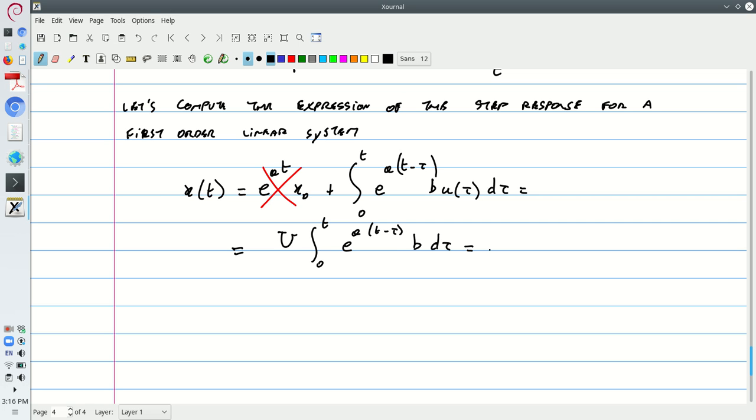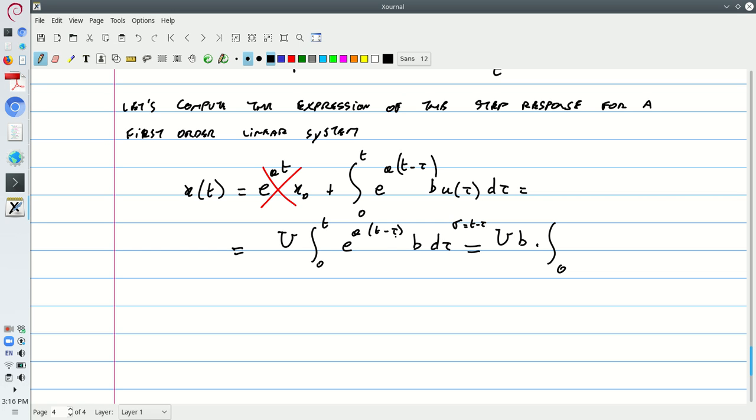Okay, what we can do is, since we are dealing with constants, we take also B out, and we apply a change of variables in the following way. I call sigma equal to t minus tau.